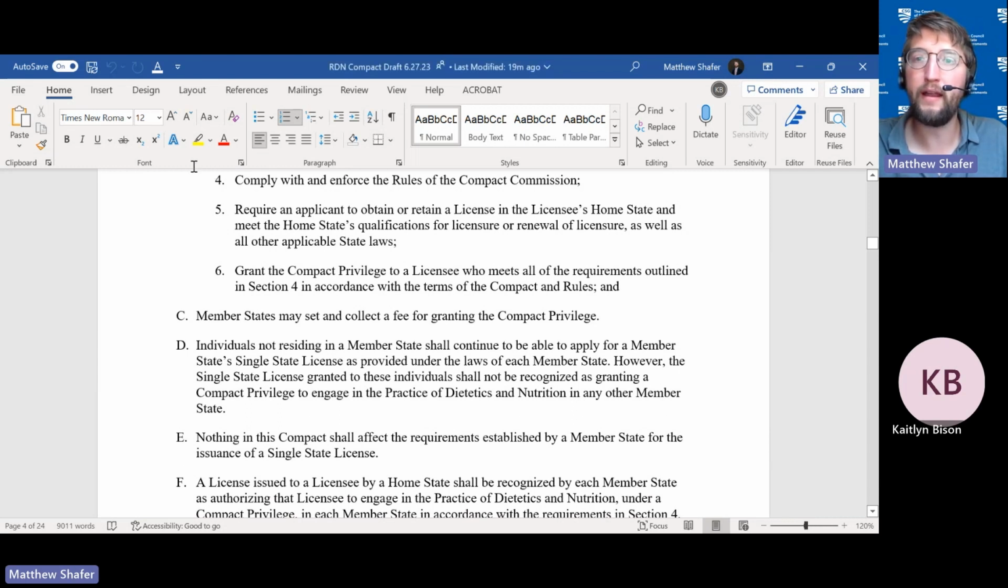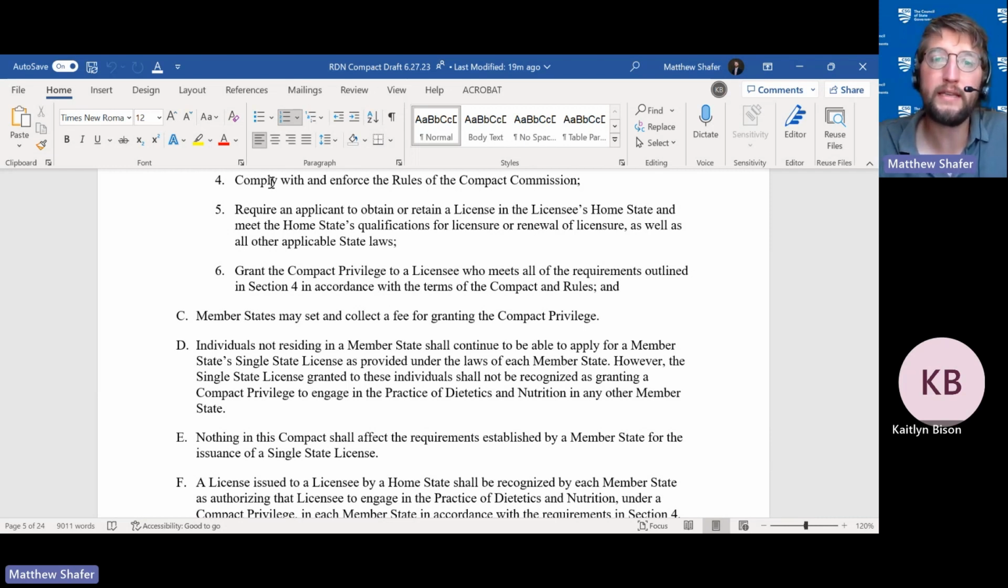They have to require that a licensee retain a license in the licensee's home state and meet the qualifications for license renewal. This is a very important point to emphasize: the compact is meant to provide a streamlined process for you to practice in multiple states without having to get a license there. But there has to be one license that you continually maintain that allows you to obtain that authorization to practice in other states.